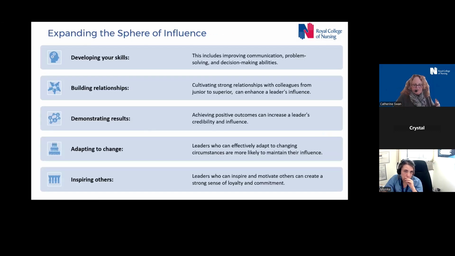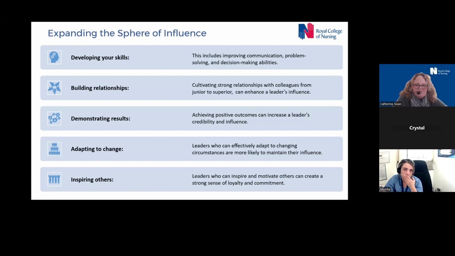So as I talked about, expanding your sphere of influence is really about developing your skills. You mentioned it all when I asked at the beginning: improving communication, problem solving, decision making abilities. As you do a service improvement plan, your very first one especially, you learn, and Chris will probably agree with this, very rapidly how to problem solve and make those decisions and say, no, this is what we're going to do.